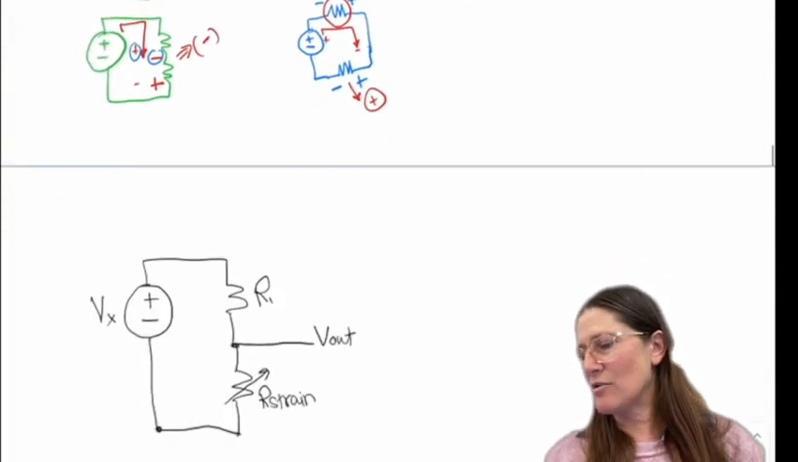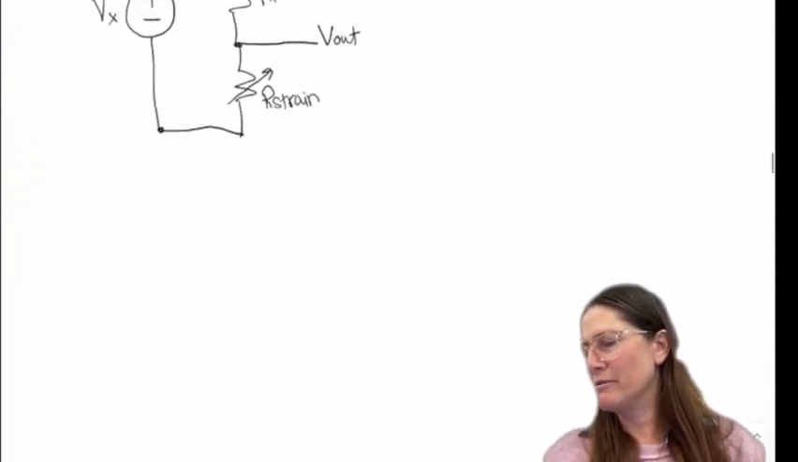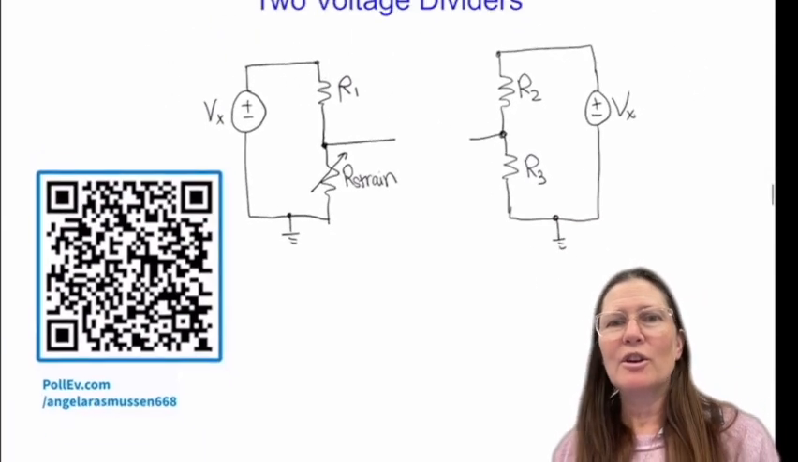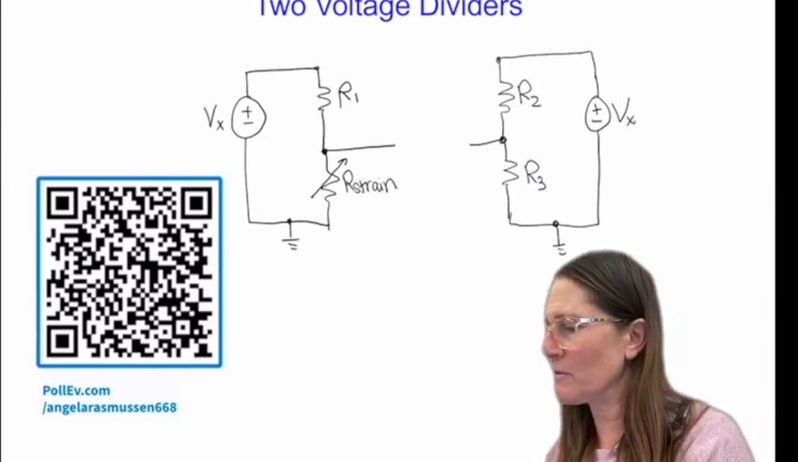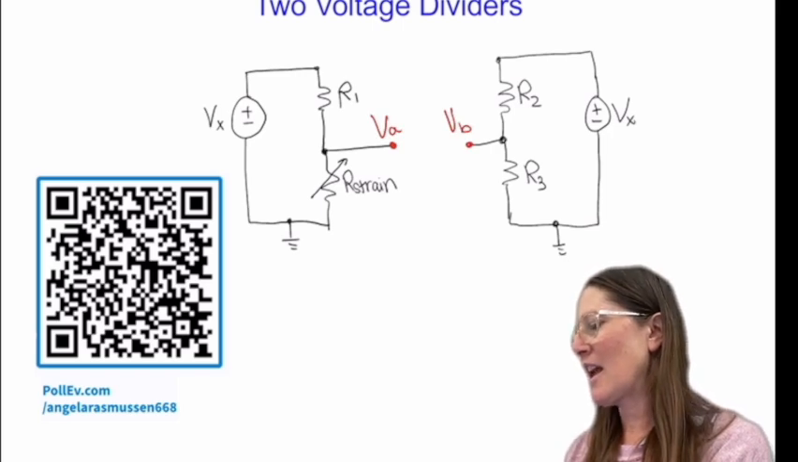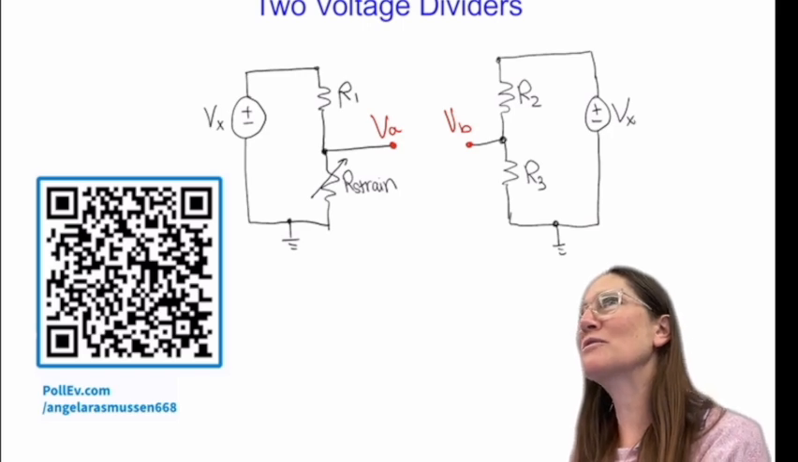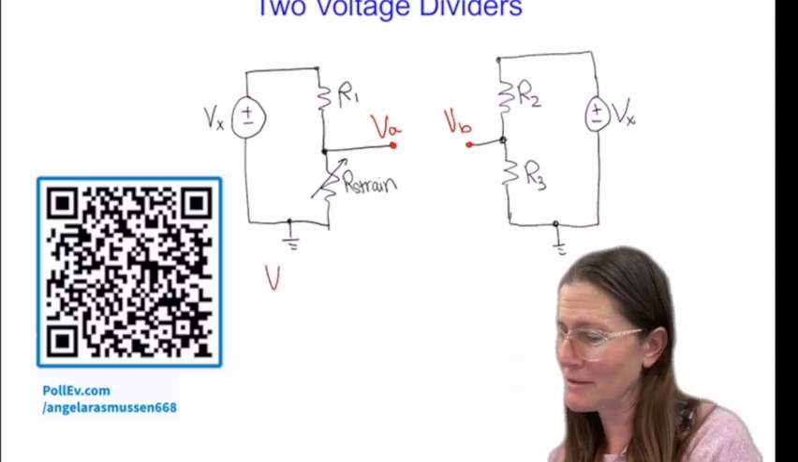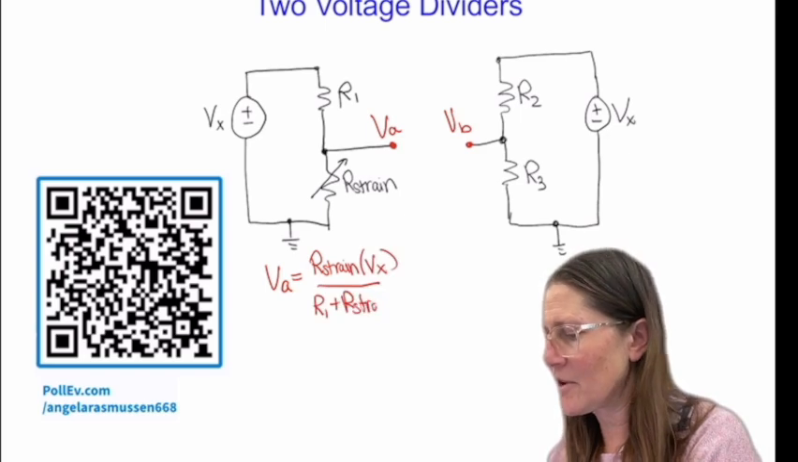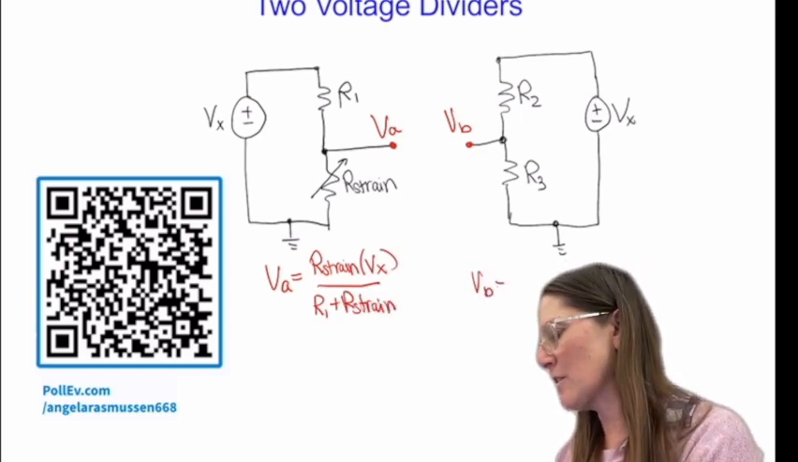All right, so now let's look at two dividers. On this, I'm going to call this one VA and this one VB. And so go ahead and write the equations for, well, we already really pretty much wrote the one for VA. So write the one for VB. So I'm just going to rewrite this again. So go ahead and write the equation for VB.